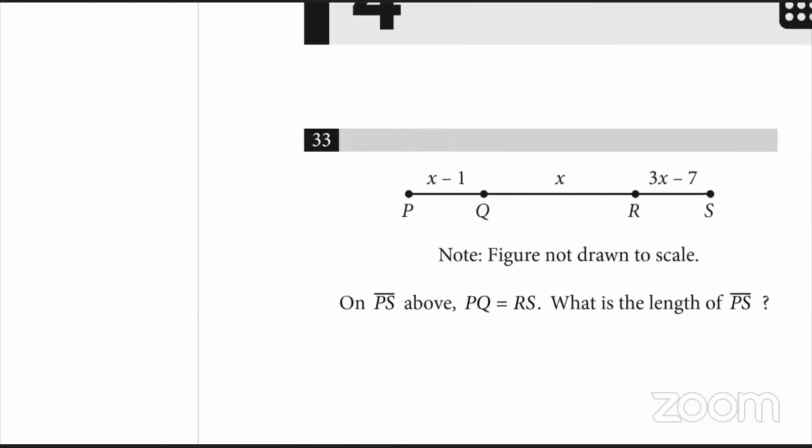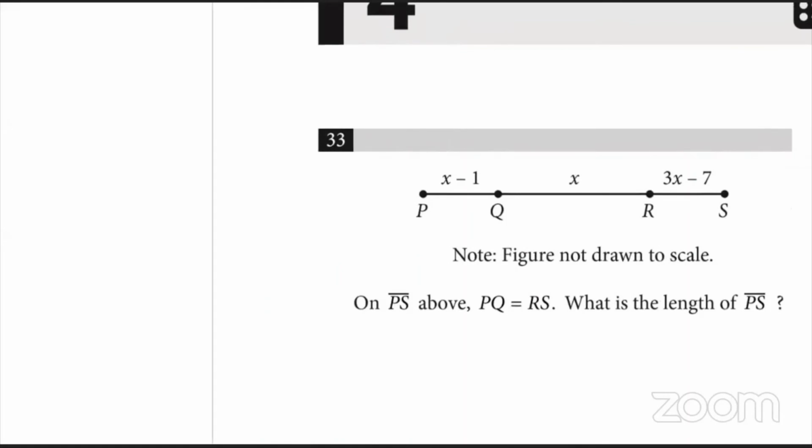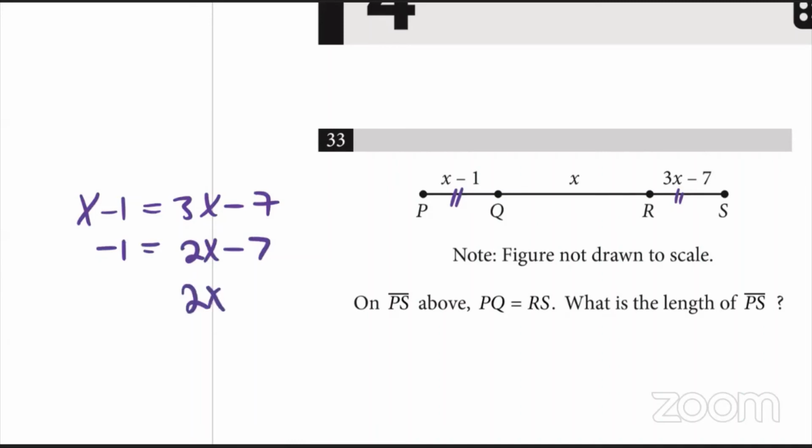On PS, PQ equals RS. So let's notate that. PQ is the same length as RS. So what does that allow us to do? If they're the same as each other, then that means that x minus 1 is equal to 3x minus 7. So solving through, take away x from both sides. Add 7 to both sides. Divide both sides by 3. And x equals 3.